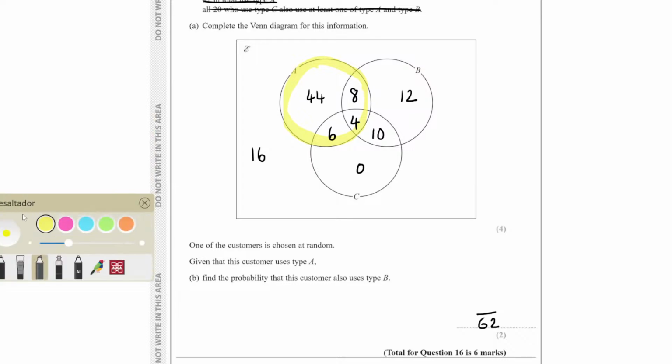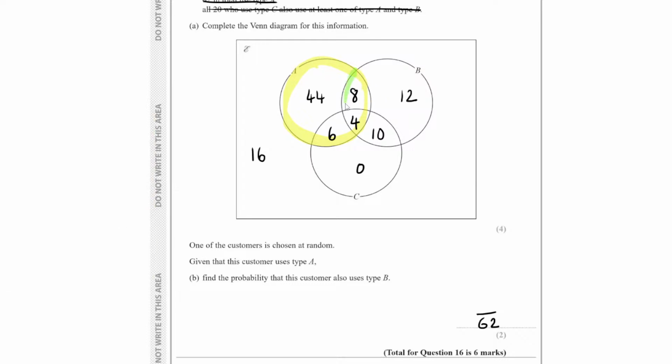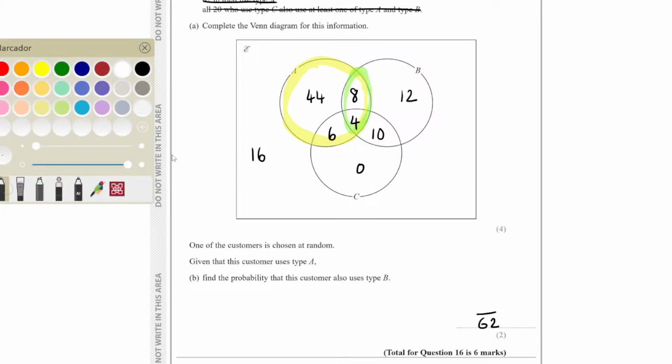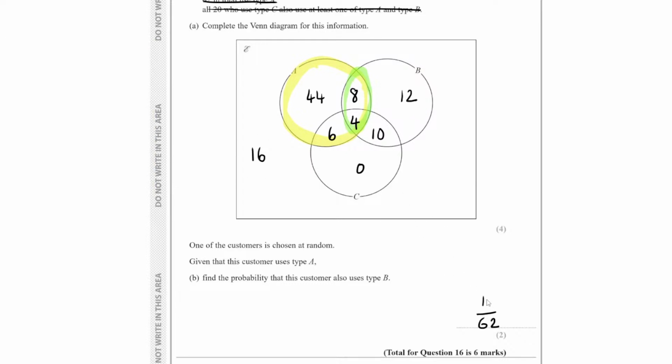So if I get a different colour, that would be this here, wouldn't it? They've not said they can't be type C either, so that would include the middle. Do you see how that would add up to 12? So your answer for 2 marks is 12 out of 62. You can obviously halve that and get 6 out of 31, but with probability you don't tend to need to simplify it, just leave it as it is. So it's not out of 100 because they said given that this person already is from type A. Given that they're out of 62 people in type A, how many also use type B?